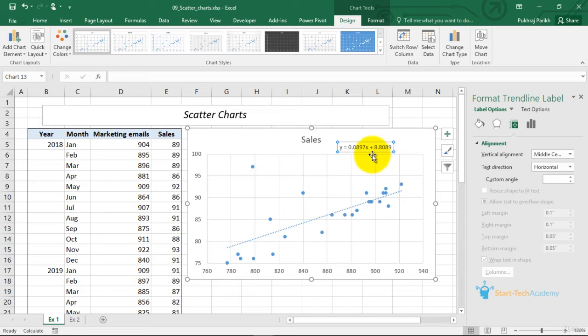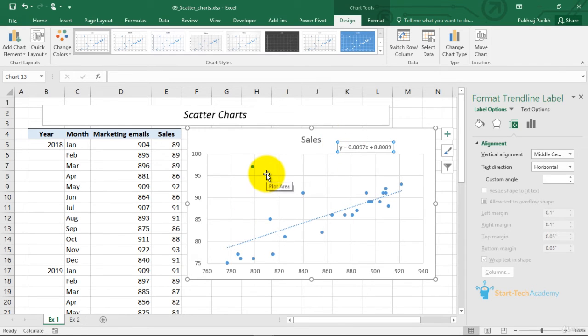So what this means is, if you want to find out what your sales will be when you are sending out 1000 emails, you can just put the value of x as 1000. It will come out to 89.7 plus 8.8. So your total sales will be 89.7 plus 8.8, which will be nearly 98.5. So this is how this equation can be used.